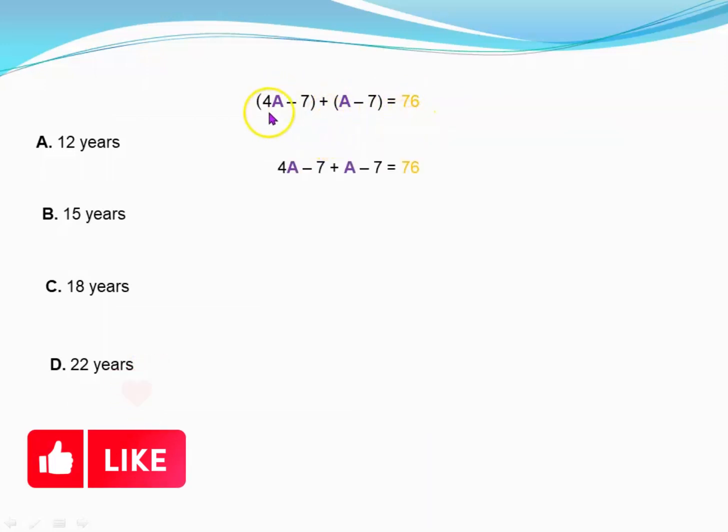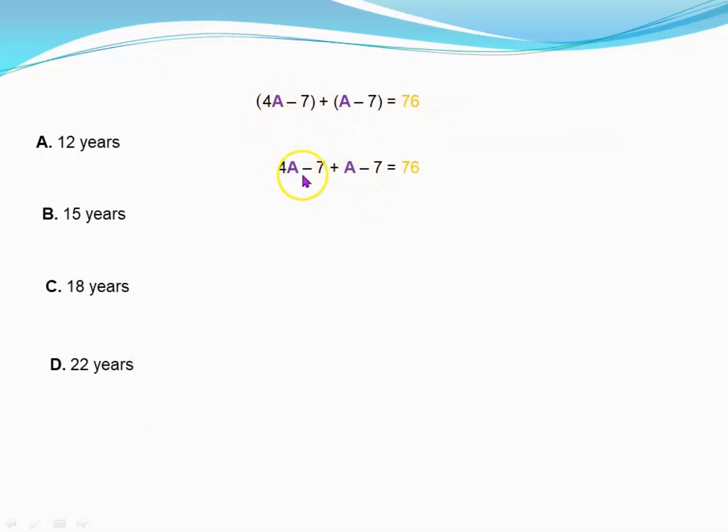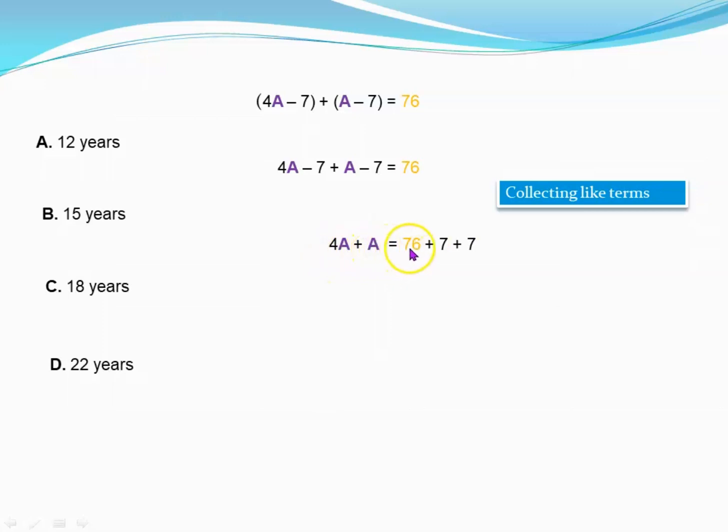Now, let's open this bracket. We have 4A minus 7 plus A minus 7 equal to 76. Now, we collect the like terms. We have 4A plus A equal to 76 plus 7 plus 7. So you see this 7 is a negative 7 here. When it crosses to the right hand side of the equality, it becomes positive, right? Now, we have 4A plus A equal to 5A, and 76 plus 7 plus 7 equal to 90.